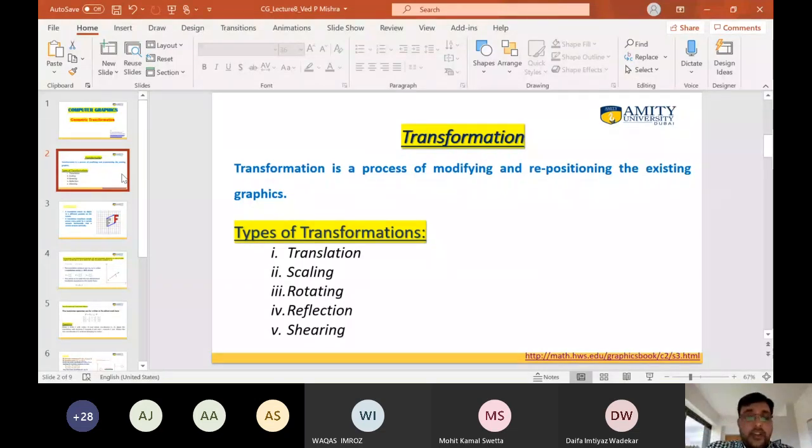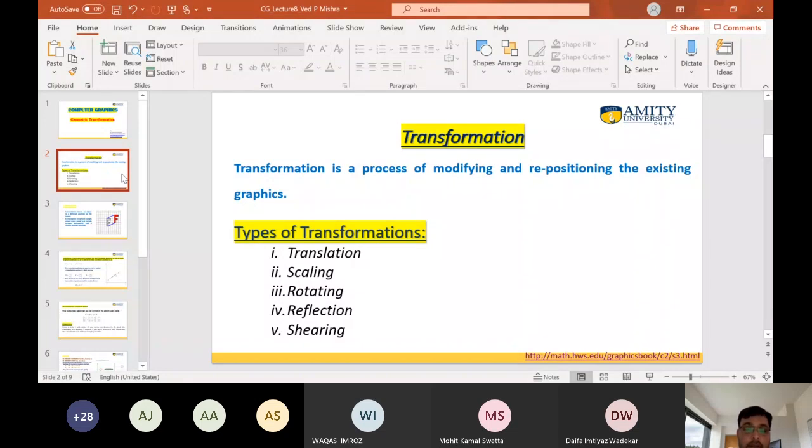Now, how many types of transformations are there, and which will we be doing? There are 5 types of transformations. First one is translation, second is scaling, then rotation, then reflection, and then shearing. The first three we will be doing here: translation, scaling, and rotation.